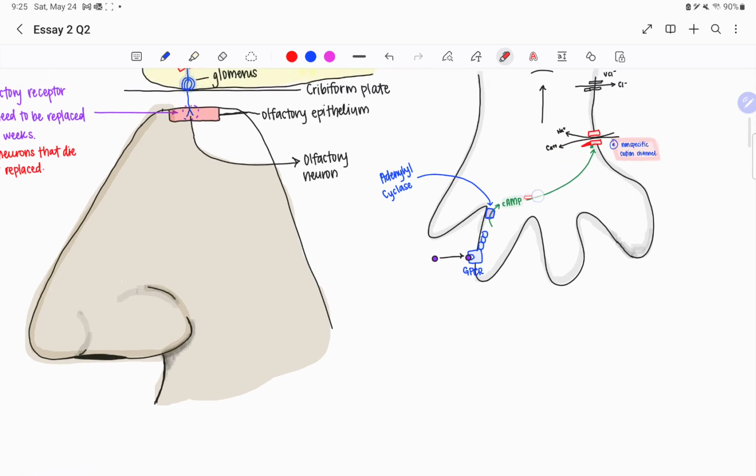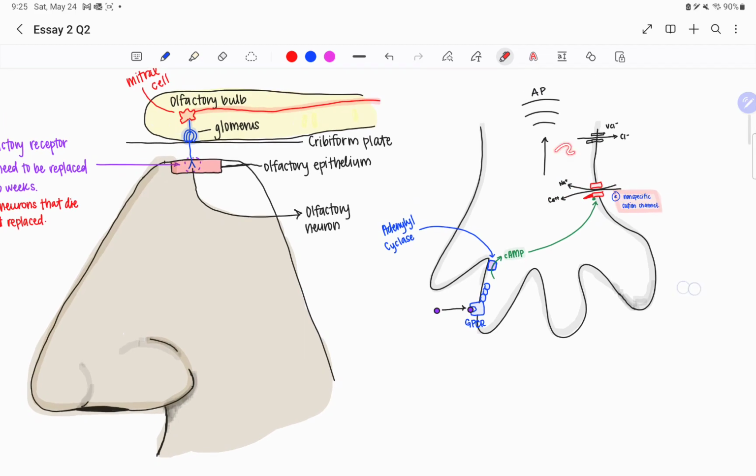And then cAMP comes over here, and it opens up this general cation channel, okay? So we have an inrush of both sodium and calcium, okay? So that depolarizes the cell, and then also, when this happens, we open up this voltage-gated chloride channel, so then chloride rushes out of the cell, further depolarizing our neuron, sending an action potential, okay?